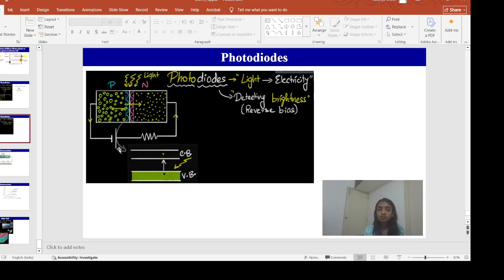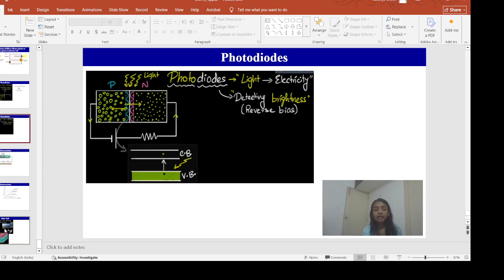Because if it is a forward bias condition, depletion region width will be narrow. In that case, more current will be flowing through the circuit. That time this battery effect will be more. But it will mess up our calculation. Here we are only trying to generate the photocurrent based on the electron hole pairs that are getting generated in this depletion region when we are shining light.